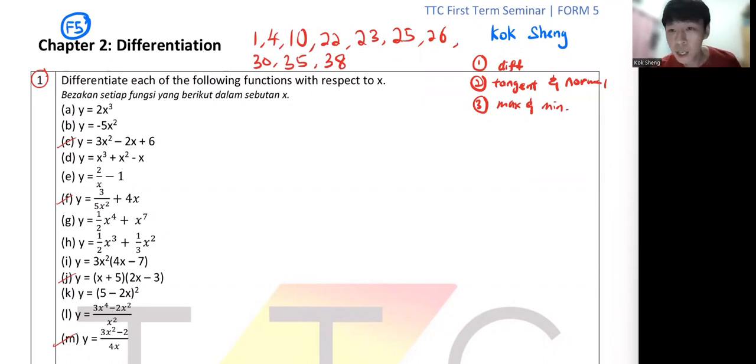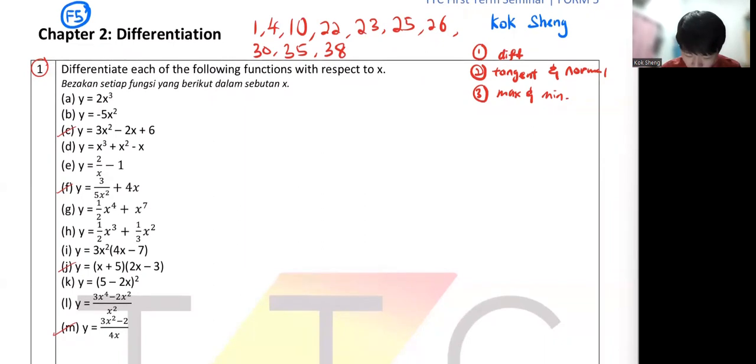You can see the screen here. So now we can start from number 1 first. Number 1, 4, 10, right? Just to recall for you how to do the differentiation first, before we start the tangent and normal. So let's start from number 1. We have to differentiate each of the following functions with respect to x. Bezakan setiap fungsi.